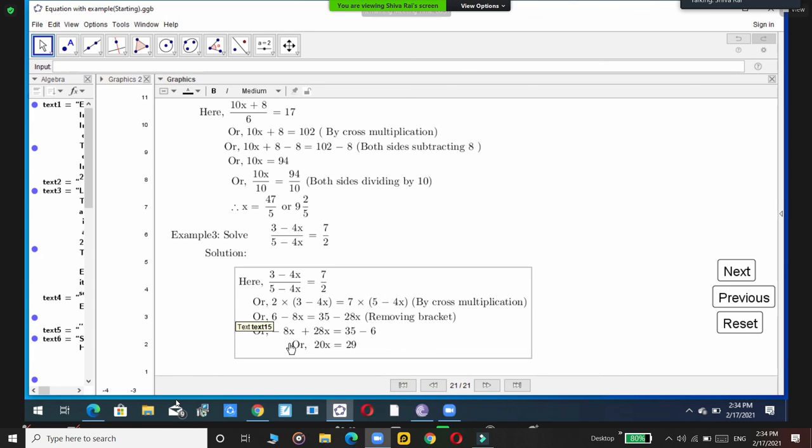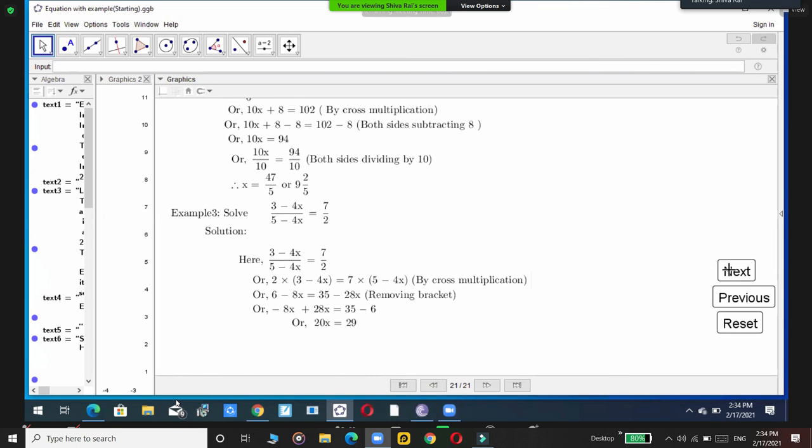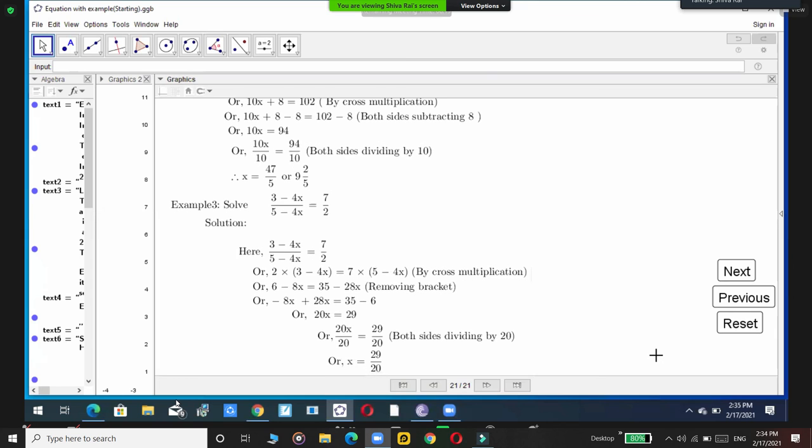Now x collect on the left hand side. Always you look, minus 8x, and from minus 28x, if you take it to the left hand side, it becomes plus 28x. And here on the right hand side 35. And this 6, if you transpose to the right hand side, it becomes minus. So minus 8x plus 28x means 20x, and 35 minus 6 is 29. Now we are getting 20x equal to 29.